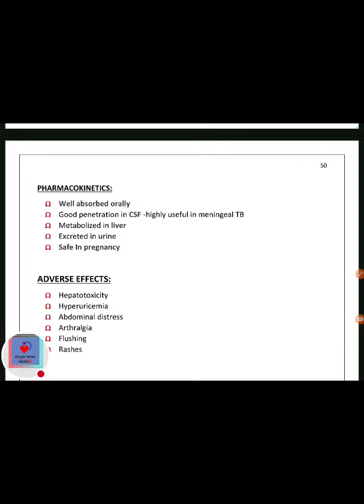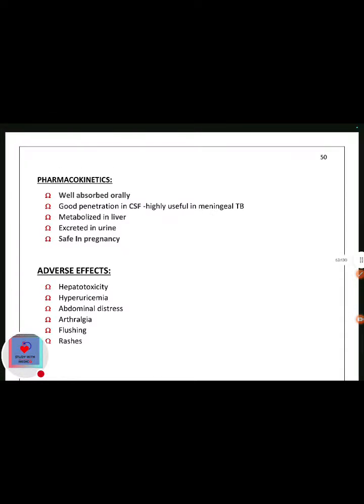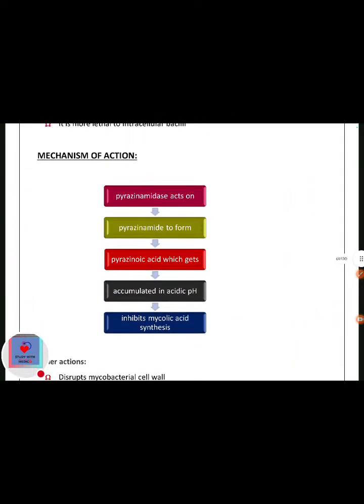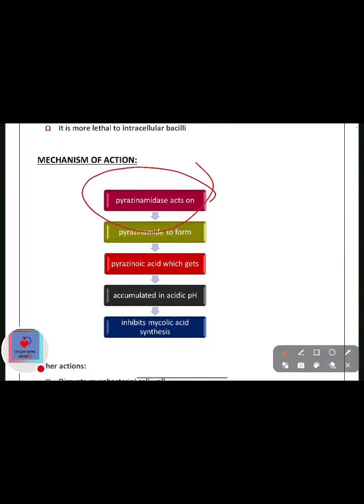Pyrazinamide, PZA, is a crucial medication used in the treatment of tuberculosis, TB. Its unique mechanism of action involves several steps. 1. Conversion to active form. PZA itself is not active against TB bacteria. It needs to be converted into its active form, pyrazinoic acid, POA, within the bacterial cell. This conversion is facilitated by an enzyme called pyrazinamidase, which is present in certain strains of Mycobacterium tuberculosis.